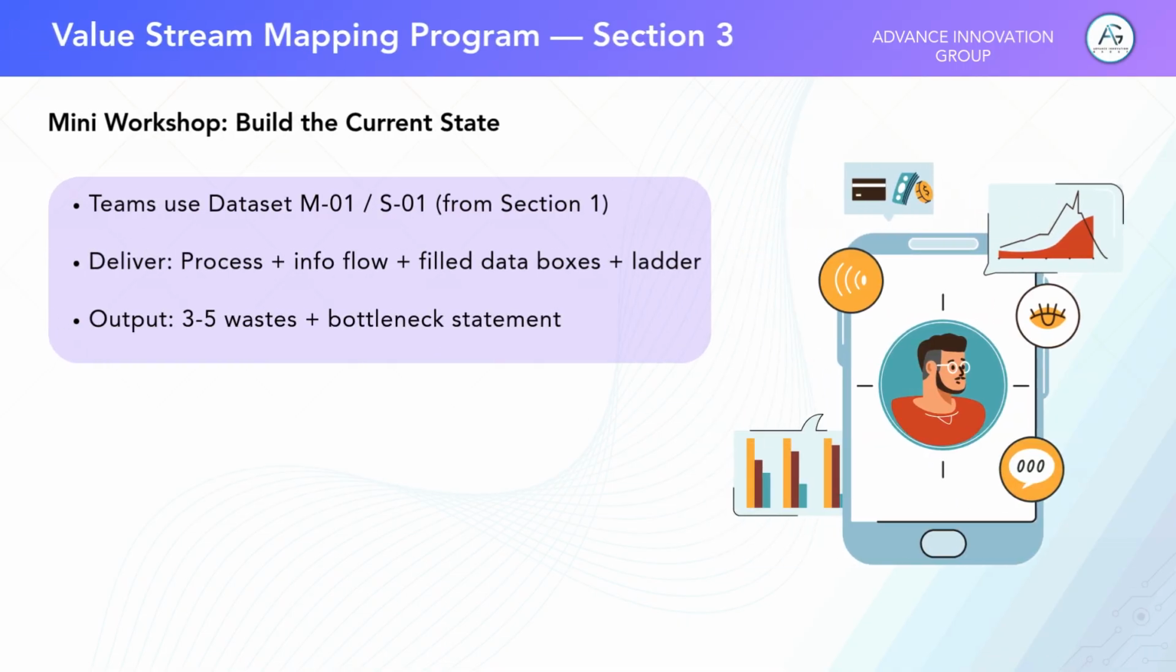This mini workshop helps participants apply what they've learned by building the current state value stream map. Each team will use dataset M01 or S01 provided earlier. They'll map the process flow, information flow, fill the data boxes, and create the lead time ladder. By the end, teams should identify 3 to 5 key wastes and prepare a short bottleneck statement that summarizes where delays or inefficiencies exist. This hands-on exercise connects learning to real analysis and discussion.